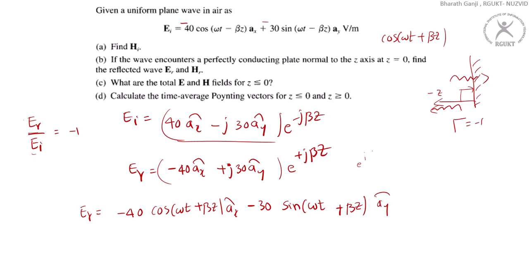So in fact it is as simple as putting a minus sign, but it is not just that: you need to account for the direction of the phase change also. Your wave direction here is the negative z direction, so you need to put plus beta z to indicate that it's a wave traveling in the negative z direction.